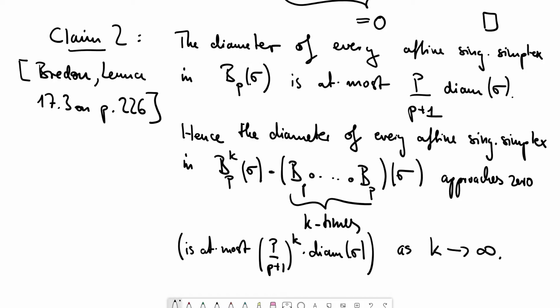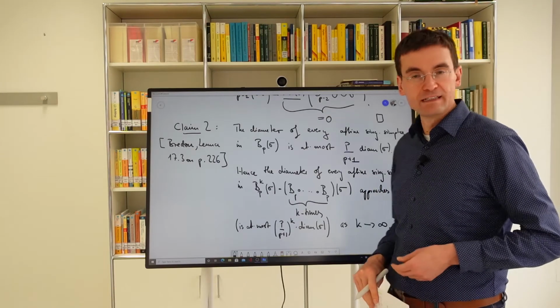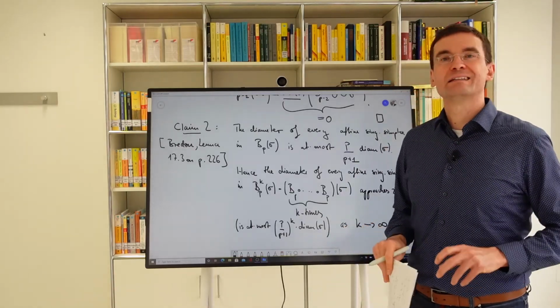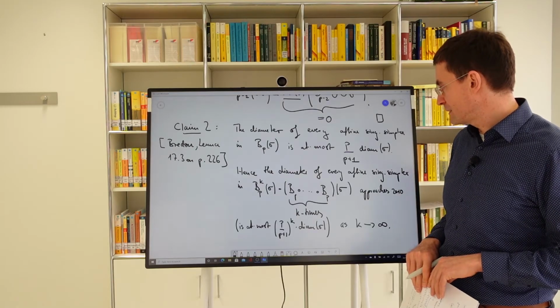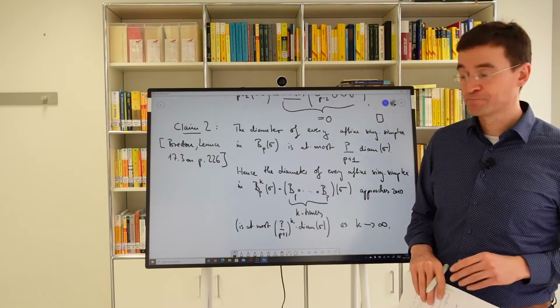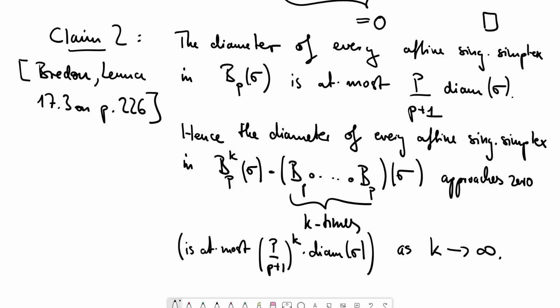And that's quite clear from the picture that you saw, that these simplices get smaller and smaller by applying the subdivision over and over again. And at most means if this simplex happens to be the identity simplex, then it's exactly this formula, right? If it's the identity simplex, it's exactly that.